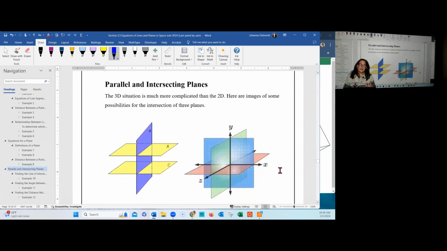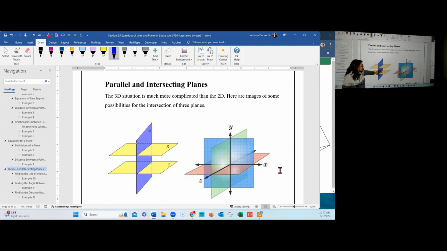Now, how can planes intersect? We talked earlier about how lines in three-dimensional space intersect. So let's talk about how planes in three-dimensional space can intersect. When we're talking about planes in three-dimensional space, there are lots of possibilities. So I have pictures. They're not the greatest, but I couldn't find better resolution. One possibility is two of the planes are parallel, and the third one cuts through both of the parallel planes.